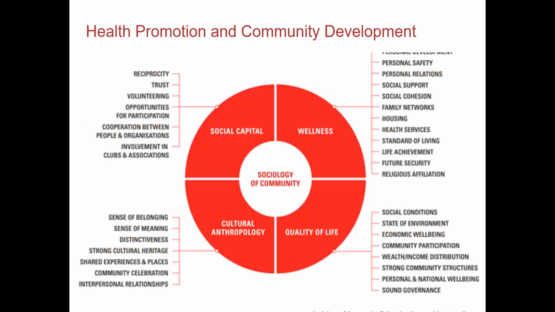This little diagram here just shows the sociology of a community, that it's a combination of this social capital, which is around that trust, opportunities for participation, involvement in clubs and associations. There's a wellness factor to it, so it's about personal safety, social support, social cohesion, housing, access to health services, good standards of living. So some of those basic prerequisites of health are being met.